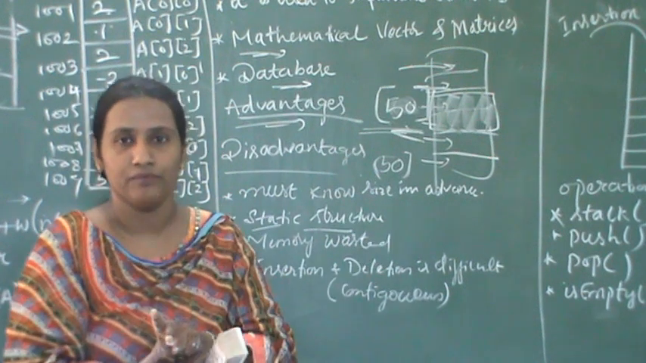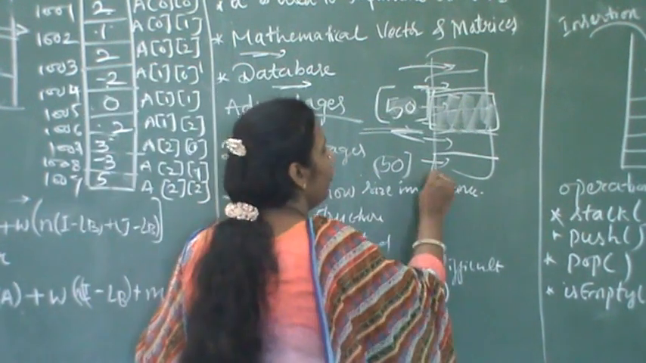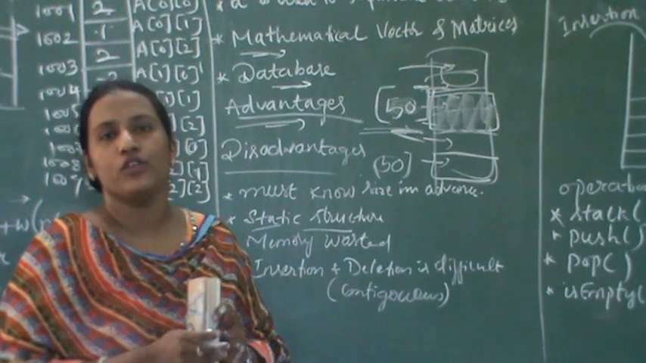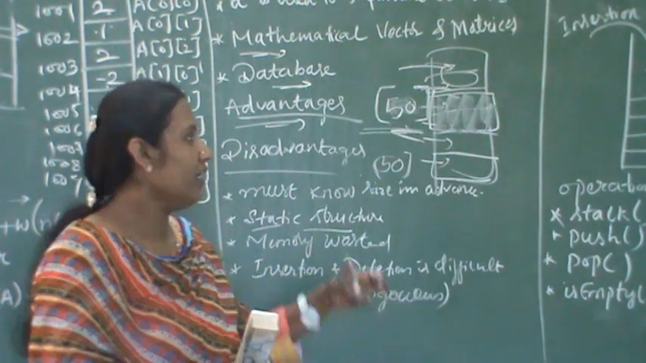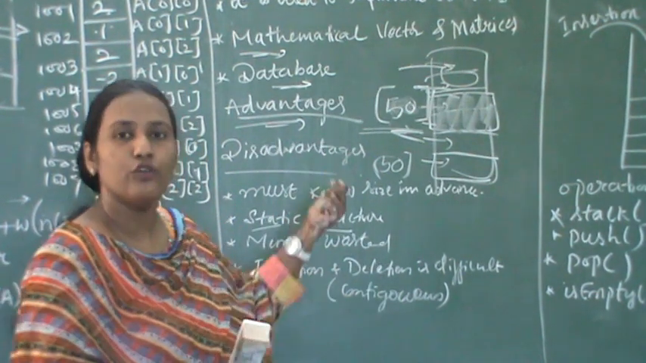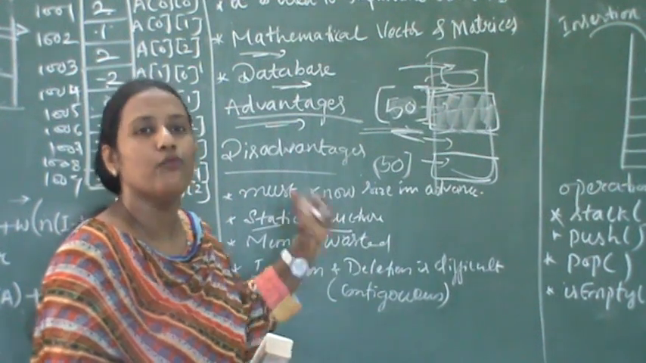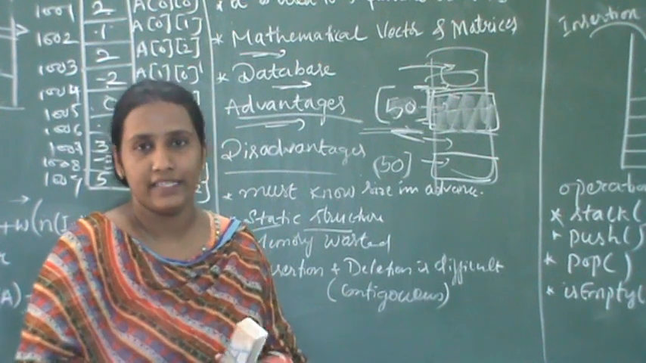Even the deletion. What will we do? We can remove the element only from the last, but in between or from the starting, it is impossible to delete. So the deletion and insertion will be somewhat difficult in the case of arrays. In order to overcome these disadvantages, one more data structure called stack came into existence.